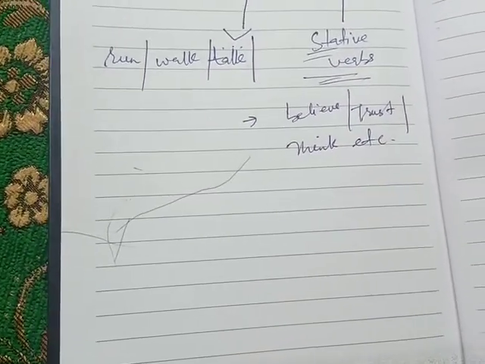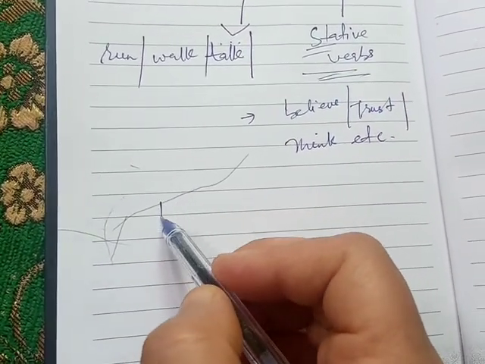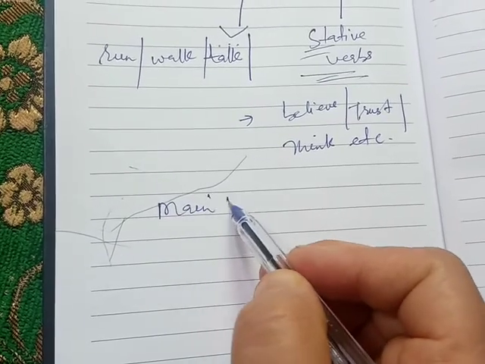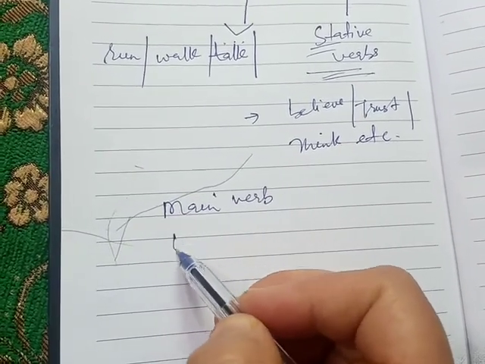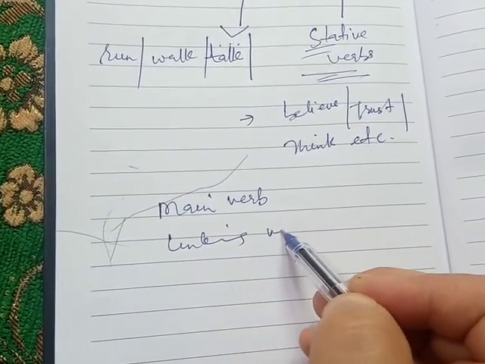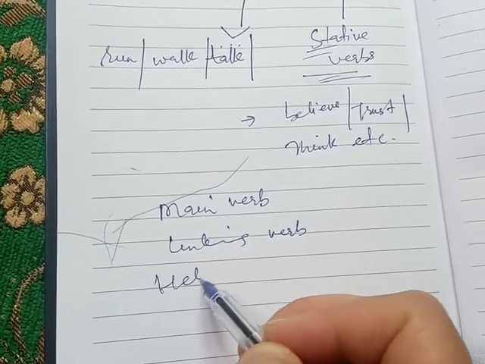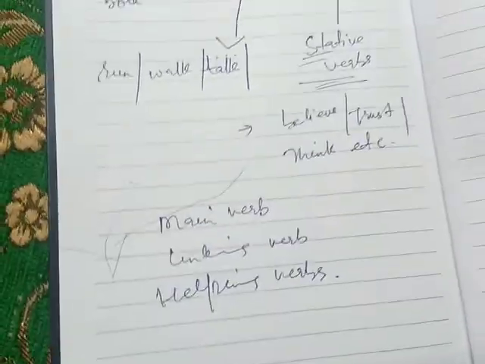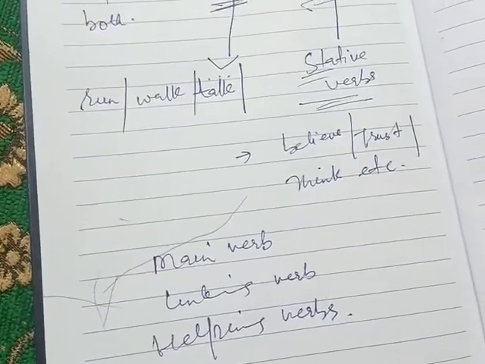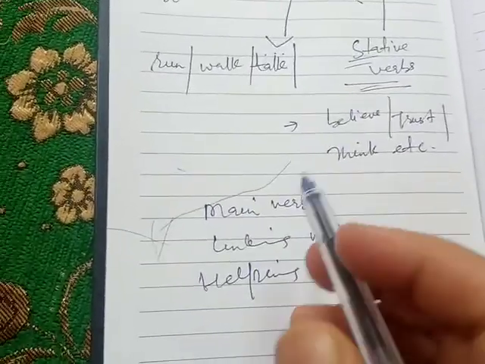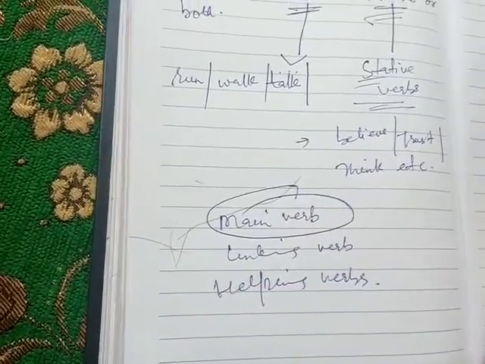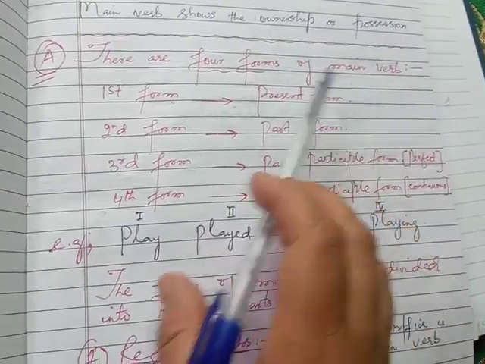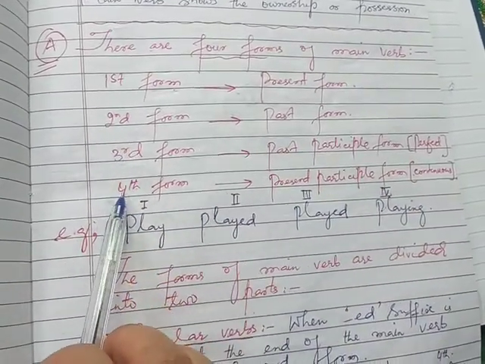My dear students, in our previous lecture, we also talked about main verbs, linking verbs, and helping verbs. Today, inshallah, we will discuss the forms of main verbs. Look here. There are four forms of the main verb: first form, second form, third form, and fourth form.